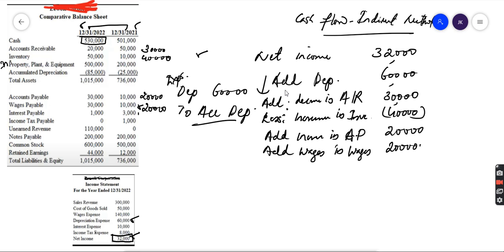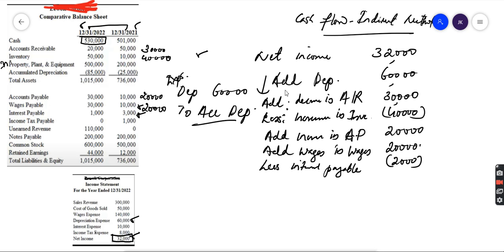Interest payable has reduced. That means we paid. So interest payable is a current liability, so that has decreased. So less interest payable. It's a direct relationship. 2,000 decrease. All right, so that is done.